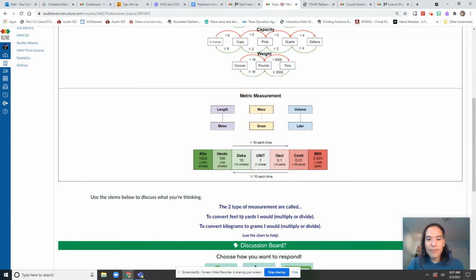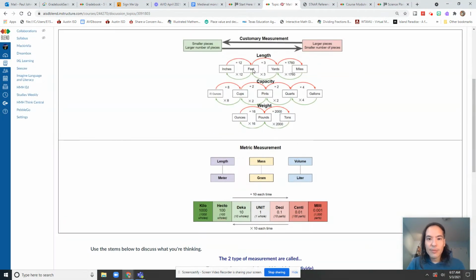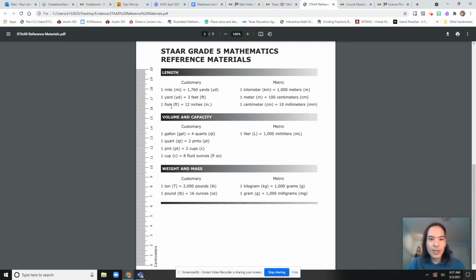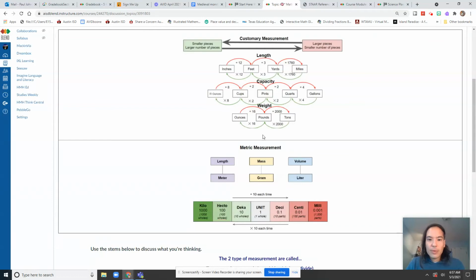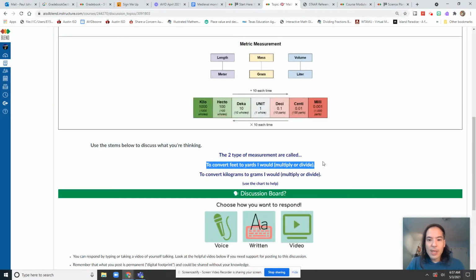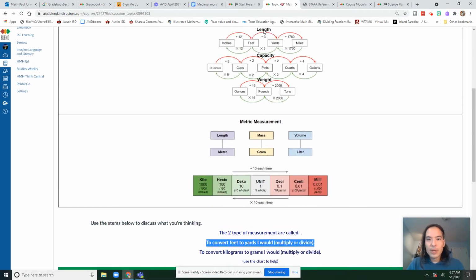All right, to go from feet to yards, I would divide by 3. If I'm using my star cheat sheet, feet to yards, how can I turn 3 into 1? I would divide by 3. So if I have 12 feet and I divide it by 3, 12 divided by 3 means I have 4 yards.